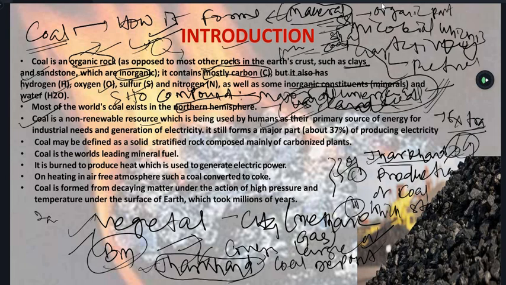Electricity production. Yes, this one is the major use, right? Another use? Fertilizer. Okay, then another: fuel, it acts as fuel, for cooking purposes, right? And any other? It acts as a raw material also, right? For the steel industry, for the iron industry. So these are the major uses of coal.